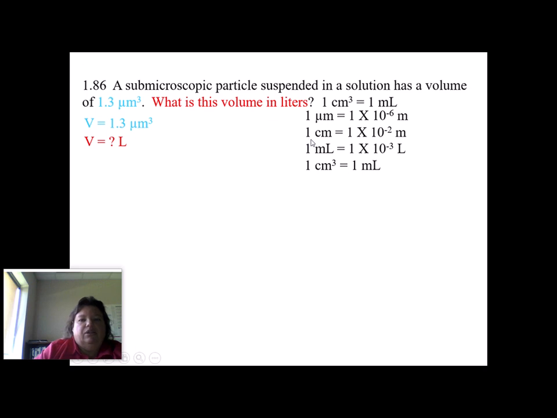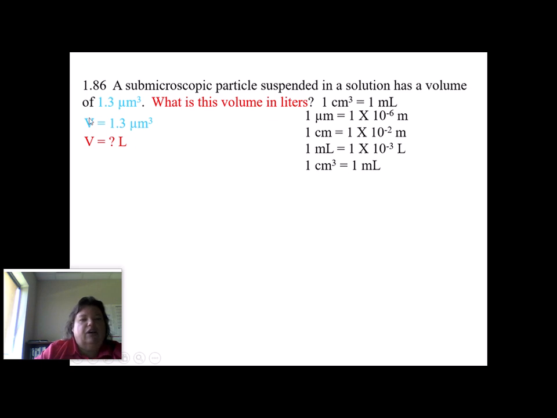Okay. The other one is 1 centimeter is equal to 1 times 10 to the minus 2. So centi means minus 2. A milli means times 10 to the minus 3. So 1 milliliter is 1 times 10 to the minus 3 liters. You may not recognize that you need all of these just yet. Okay, and this is the one I already gave you.